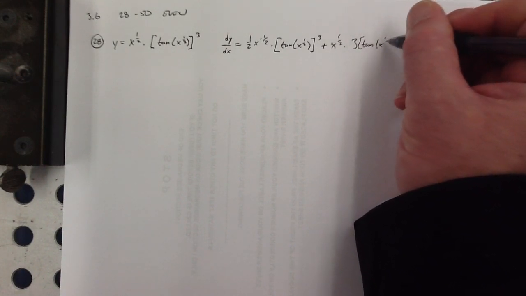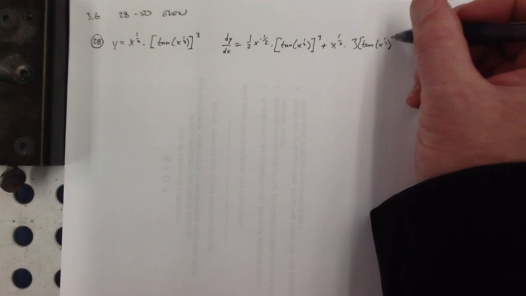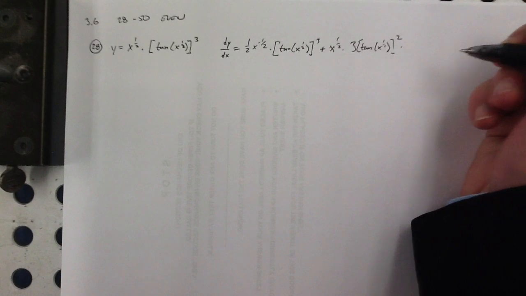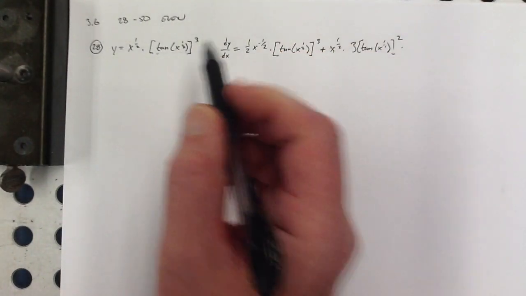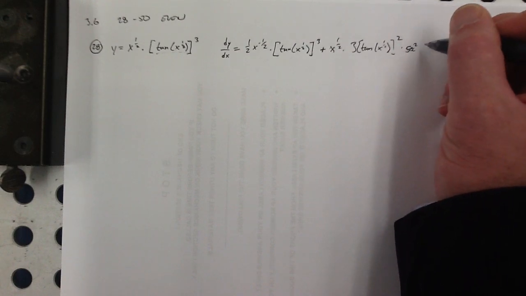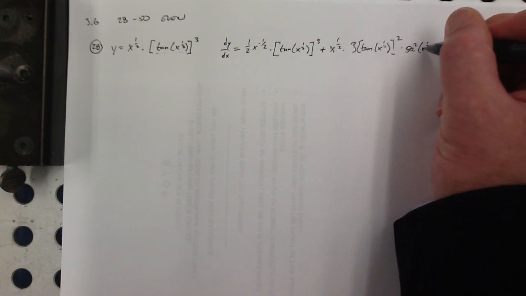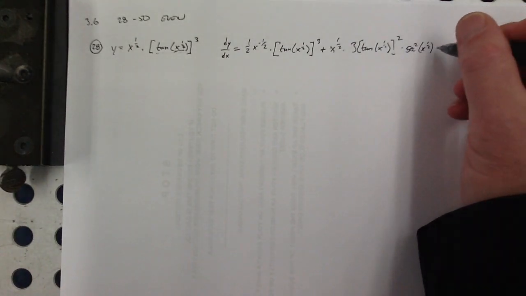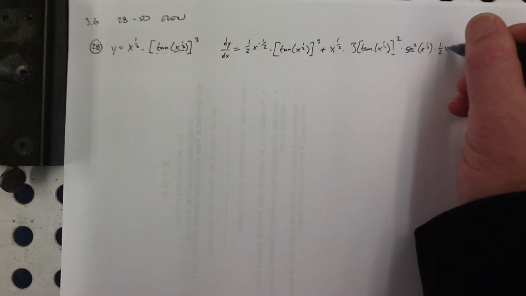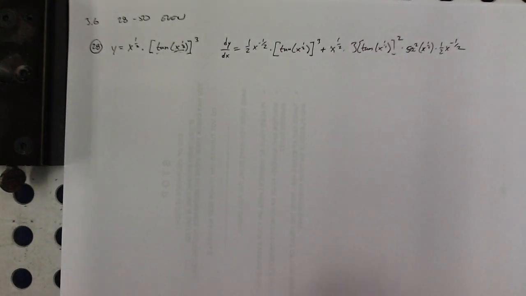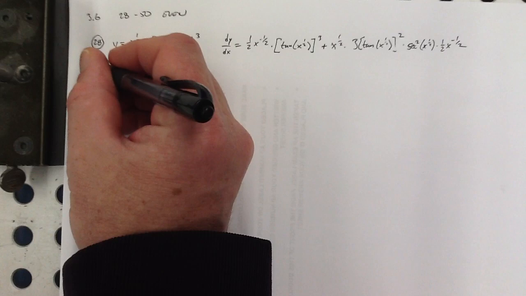tangent x to the 1/2, squared, that's the derivative of something cubed, times the derivative of what's inside. Derivative of tangent of whatever is secant squared whatever. And the derivative of x to the 1/2 inside that is 1/2 x to the negative 1/2. And that just barely fit on the screen. Okay, it was meant to be.